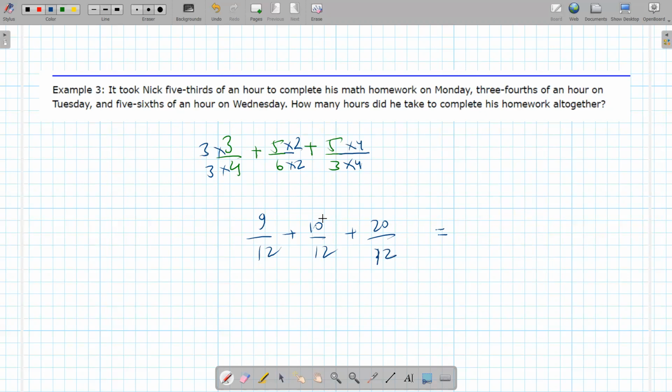That is going to be what? 39/12, which is 3 and 3/12. And you can even reduce this at the end here. 3 goes into itself once, into 12 4 times. So 3 and 1/4.